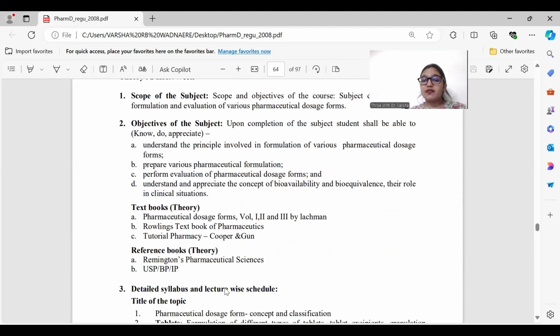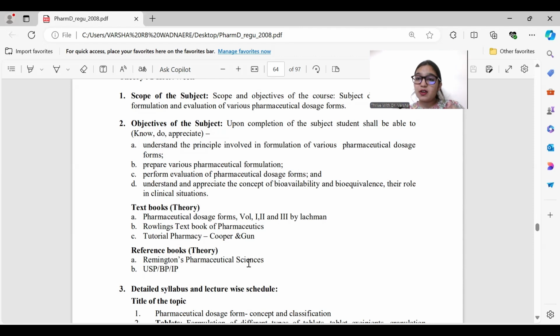The textbook you will refer to is Tutorial Pharmacy by Cooper and Gunn. Also you can use the book by Lachman, or whatever your professor is guiding you to use. For reference books, you can use Remington, as well as, over here it is given, USP, BP, IP: United States Pharmacopoeia, British Pharmacopoeia, and Indian Pharmacopoeia. You have to read that. That's compulsory. If you read that, then you will have the knowledge. Just once go and take the Indian Pharmacopoeia and read that.